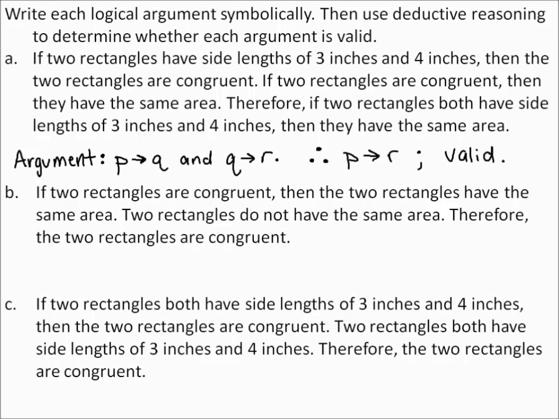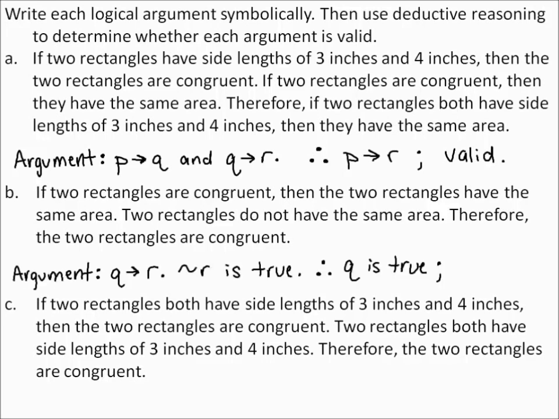B. If two rectangles are congruent, then the two rectangles have the same area. Two rectangles do not have the same area. Therefore, the two rectangles are congruent. The argument is, if Q then R. Not R is true.